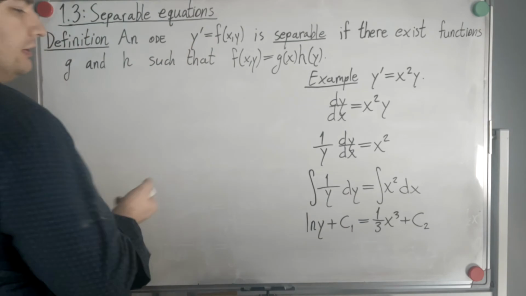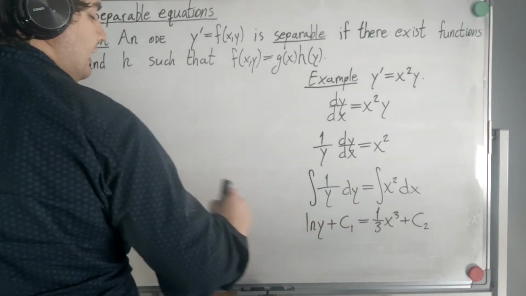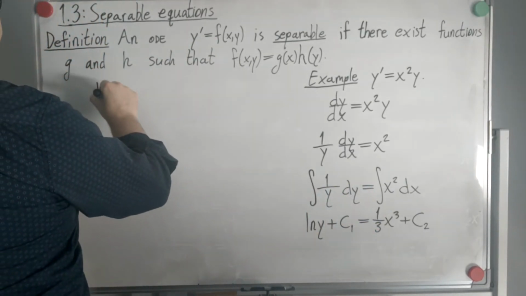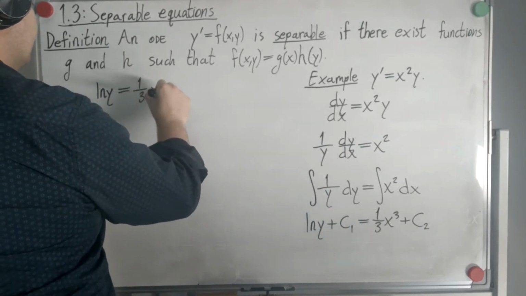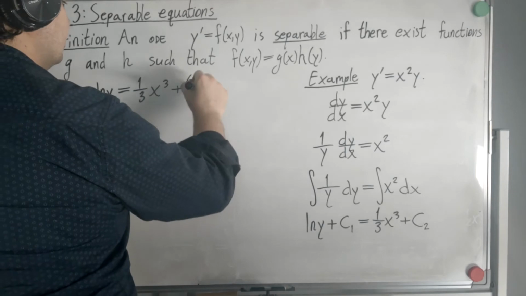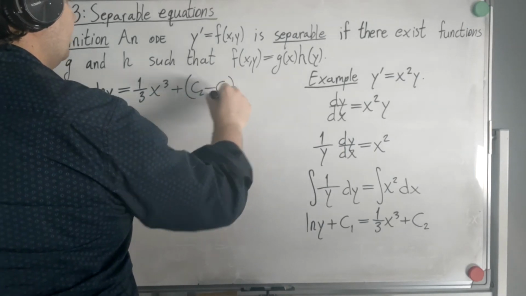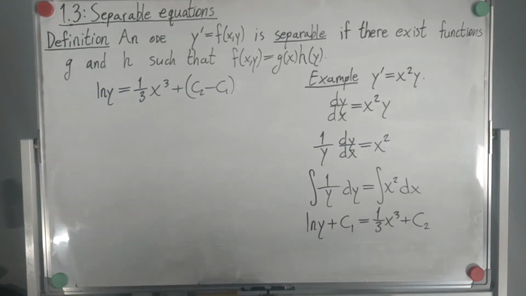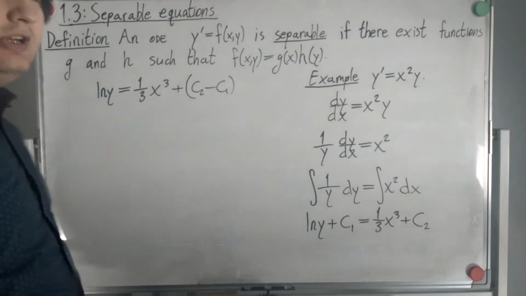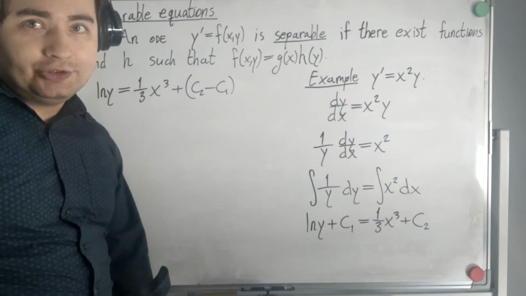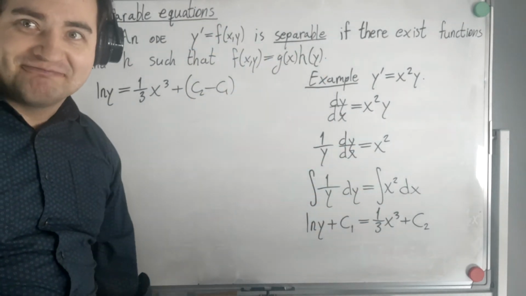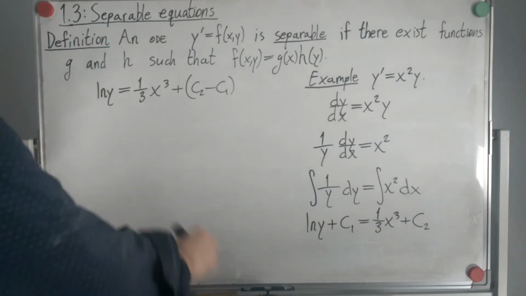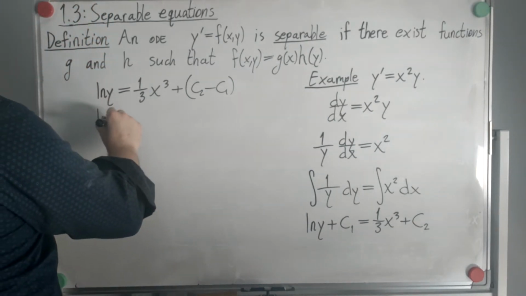So, first of all, I'm going to subtract c1 from both sides and get ln y equals 1/3 x cubed plus c2 minus c1. Okay, c2 minus c1, since that's just an arbitrary constant minus another arbitrary constant, it is an arbitrary constant. So I'm going to give it a new name. I'm going to call it c3.